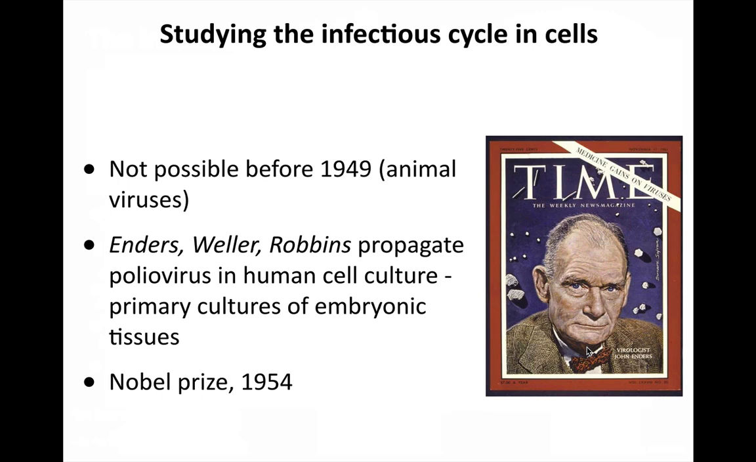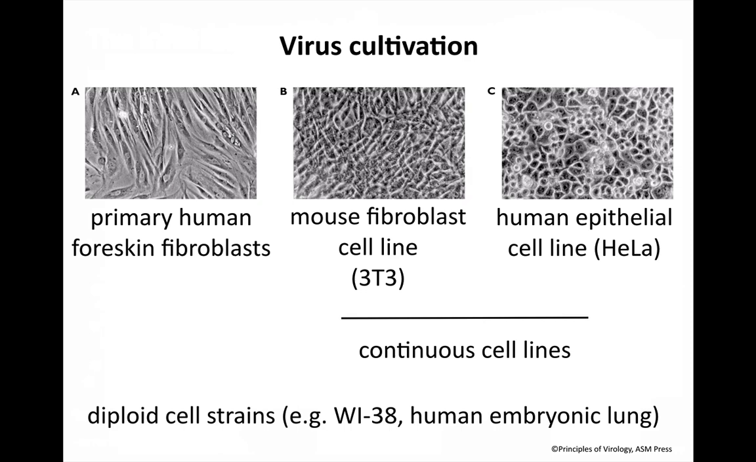In addition, in the 1950s, this discovery facilitated the development of the first polio vaccine. Today we grow viruses in several different kinds of cells that are grown in the laboratory on plastic dishes. And here are 3 different kinds of cells. They have distinctly different properties.